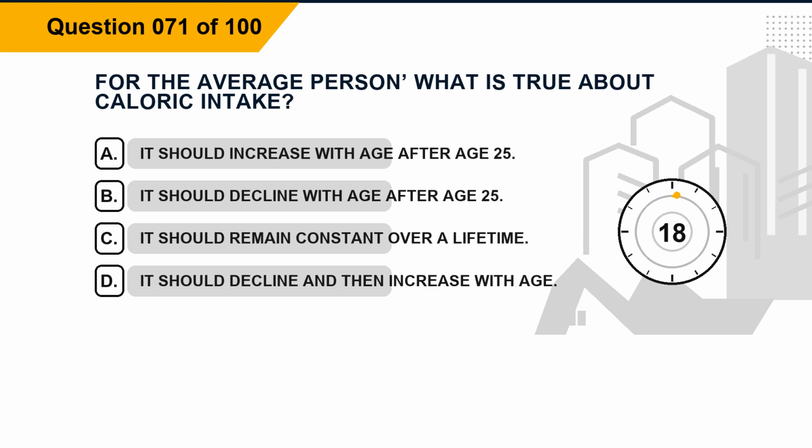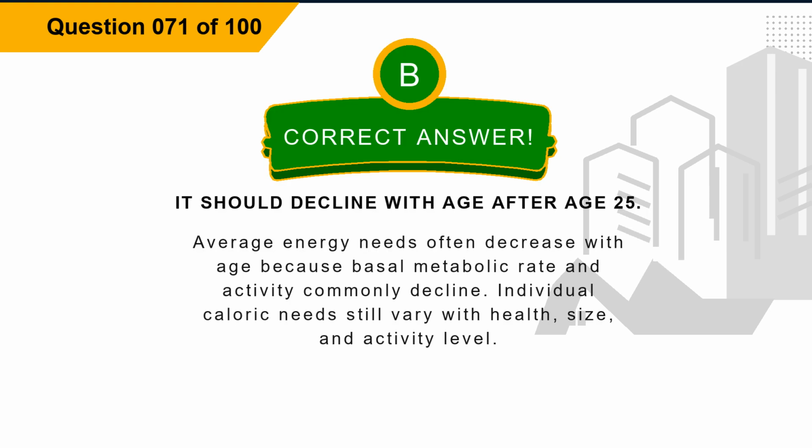Question 71. For the average person, what is true about caloric intake? Option A, it should increase with age after age 25. Option B, it should decline with age after age 25. Option C, it should remain constant over a lifetime. Option D, it should decline and then increase with age. The correct answer is option B, it should decline with age after age 25. Explanation: average energy needs often decrease with age because basal metabolic rate and activity commonly decline. Individual caloric needs still vary with health, size, and activity level.